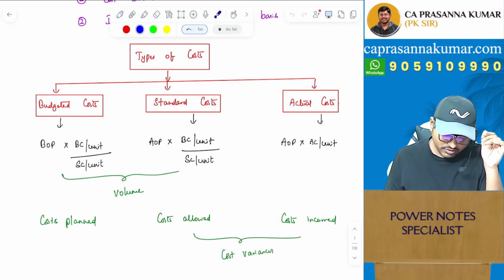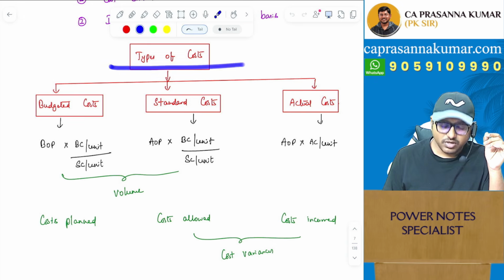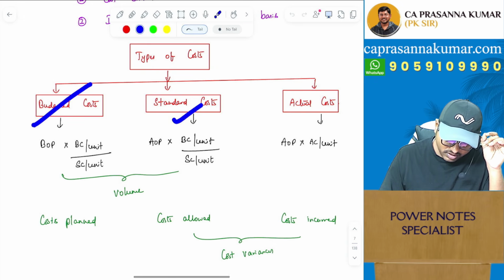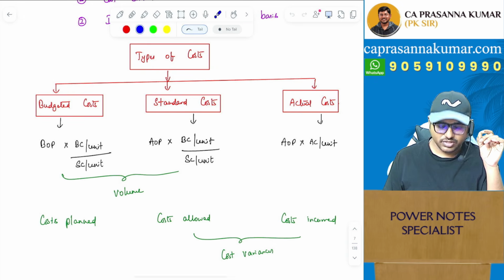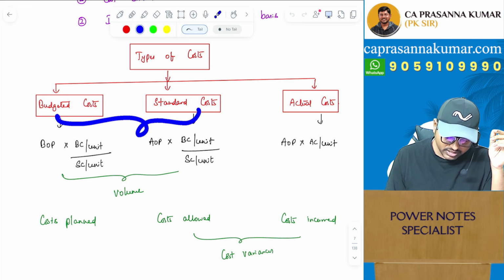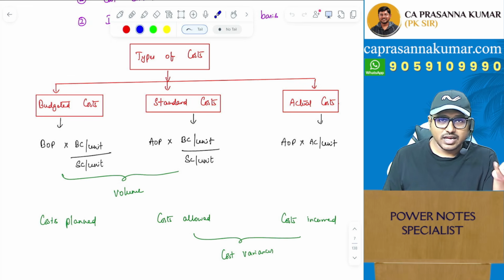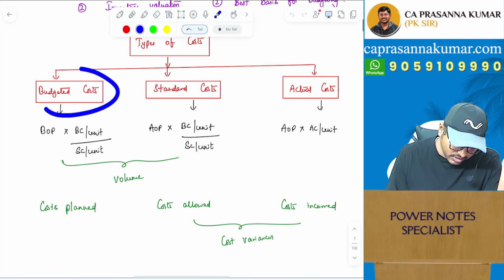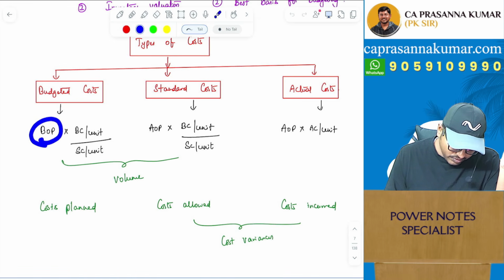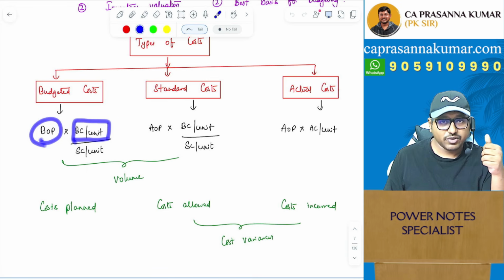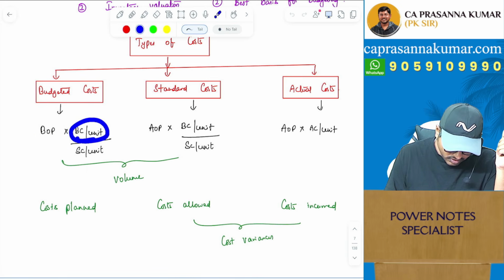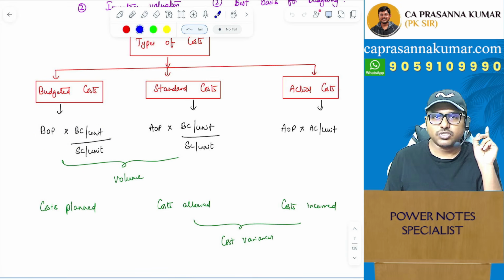This is very important. Many students get confused here. How many types of cost are there? Three types: budgeted cost, standard cost, and actual cost. Many people get confused between budgeted cost and standard cost; some still feel they are the same. The answer is no. Budgeted cost means budgeted output into budgeted cost per unit. Budgeted cost per unit can also be called standard cost per unit.